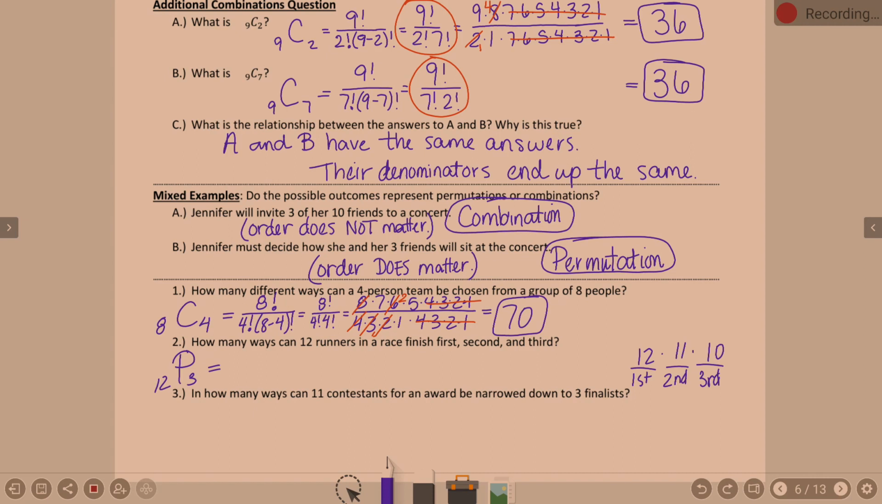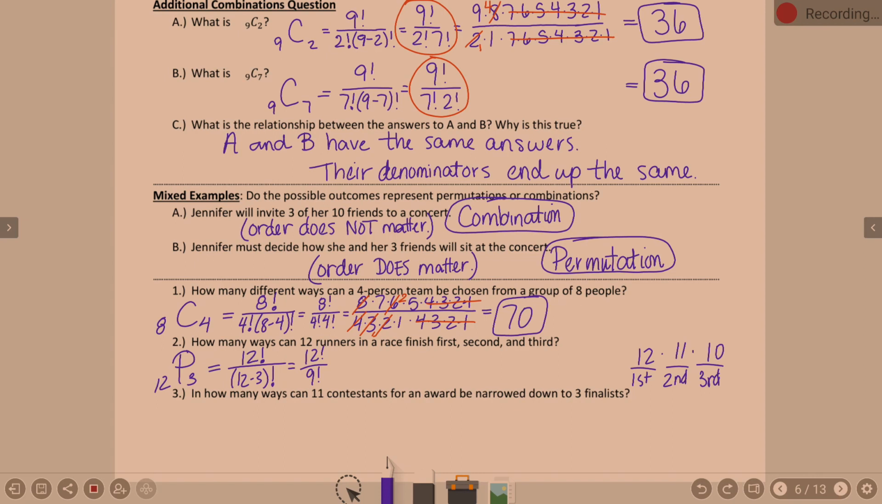Now, here's the deal. If you do the formula with me, guess what numbers you also end up multiplying? Those 3. So, let's review the permutation formula real quick. On top was 12 factorial, n factorial. What was on bottom? It's just the n minus r portion, 12 minus 3. So now we have 12 factorial over 9 factorial.